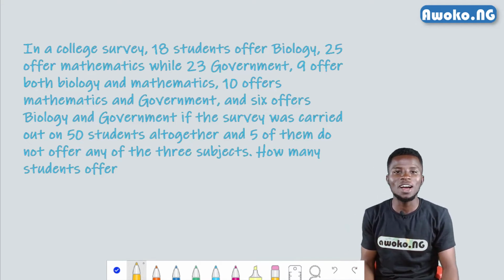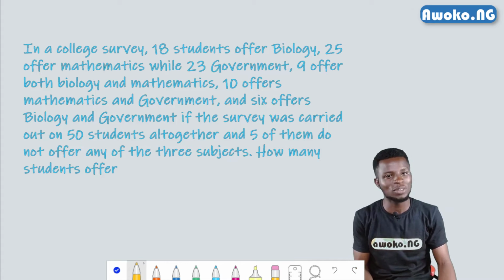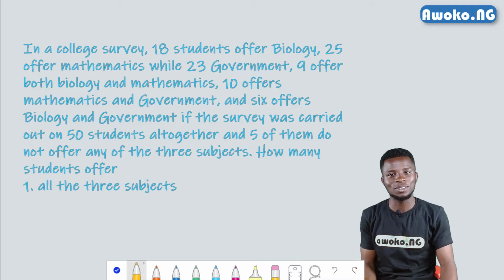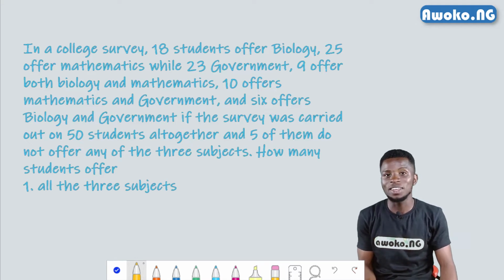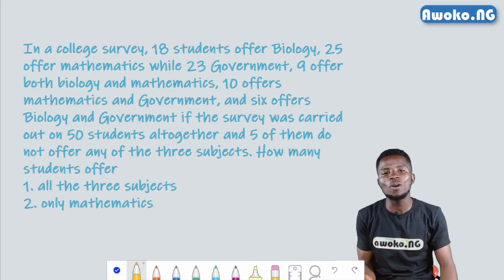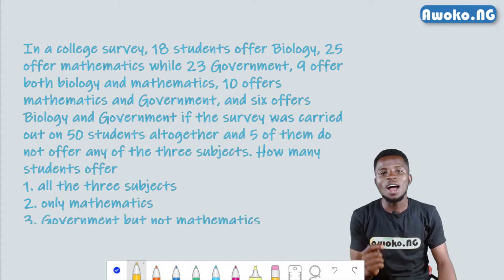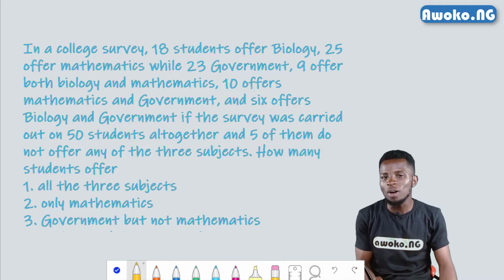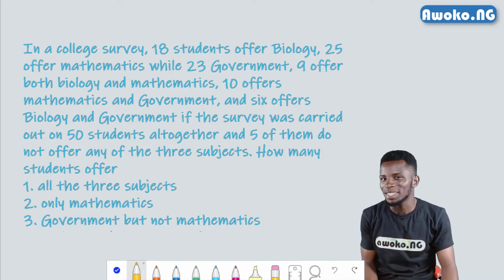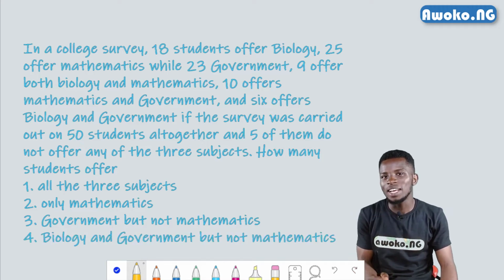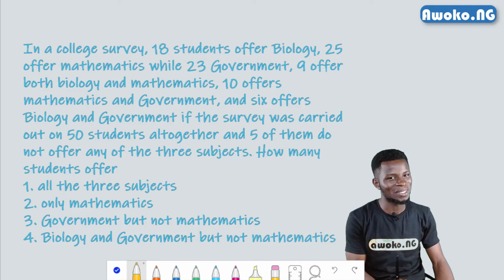The survey was carried out on 50 students altogether, and 5 of them do not offer any of the 3 subjects. The first question is, how many students offer all the 3 subjects? The second one is, how many students offer only mathematics? The third one, how many students offer government but not mathematics? Then the fourth one is biology and government but not mathematics.